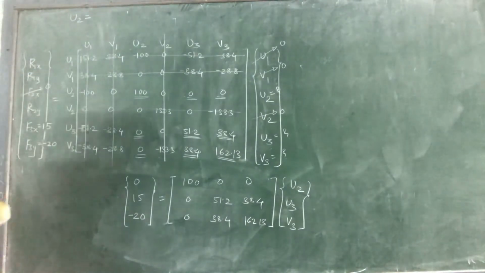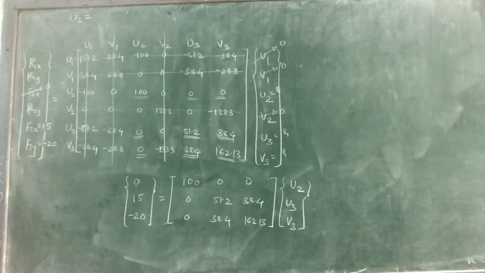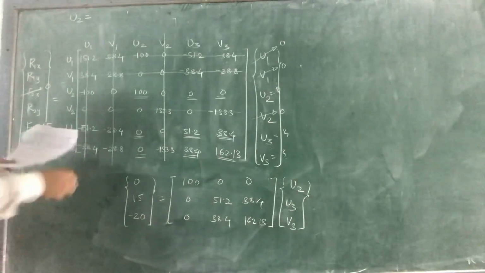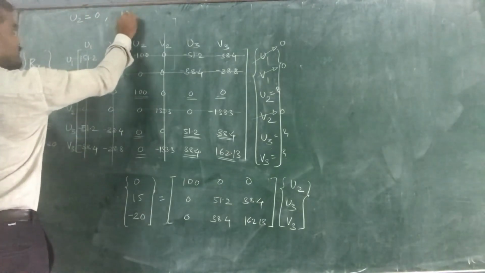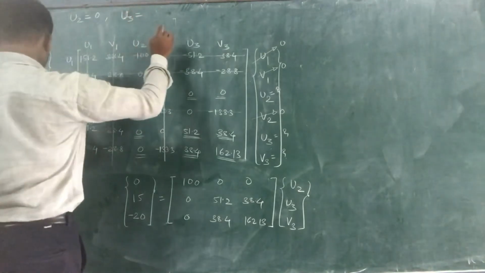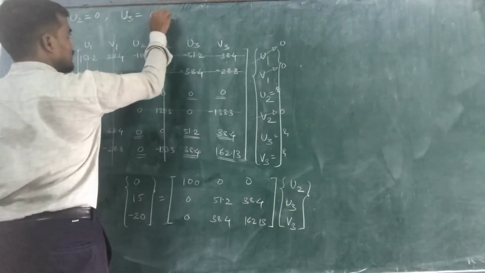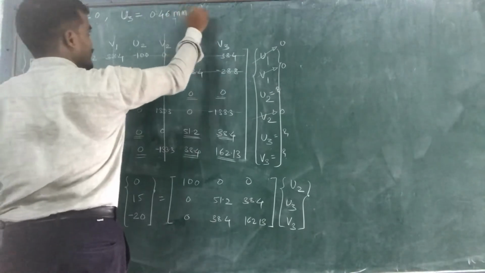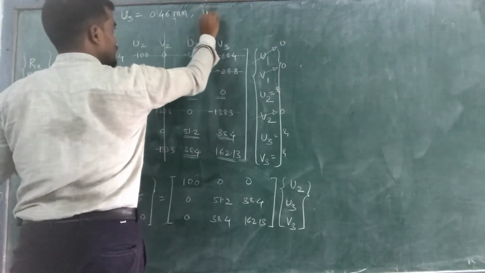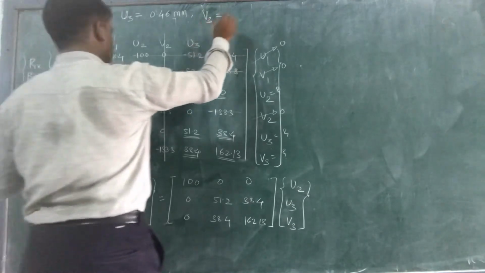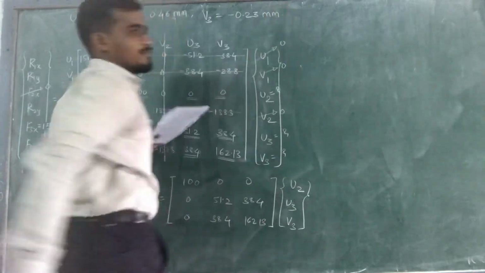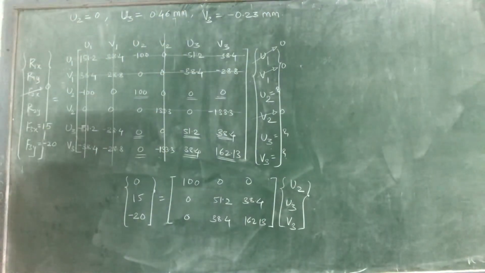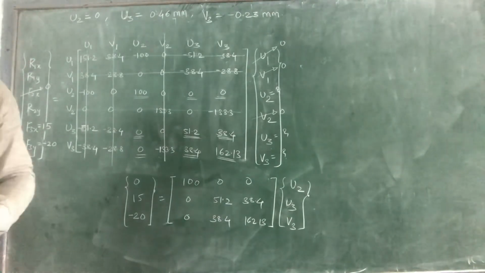So finally, by solving these three equations, you will get the final answer as U2 is equal to 0, U3 is equal to 0.46 mm, and V3 is equal to minus 0.23. Okay, so in this way you will get these three displacements, U2, U3 and V3.